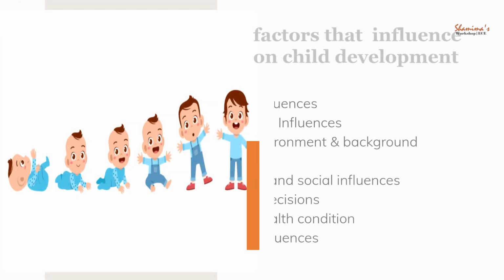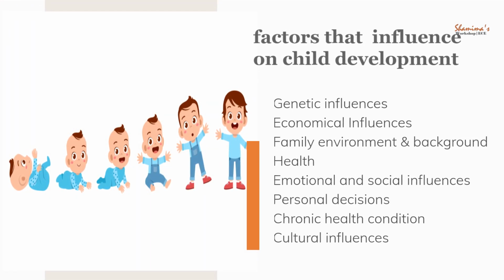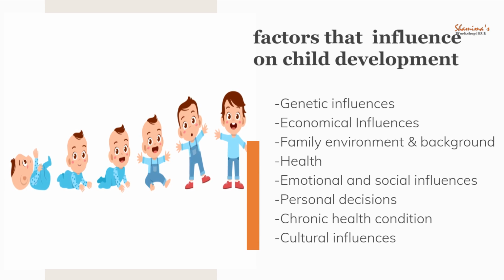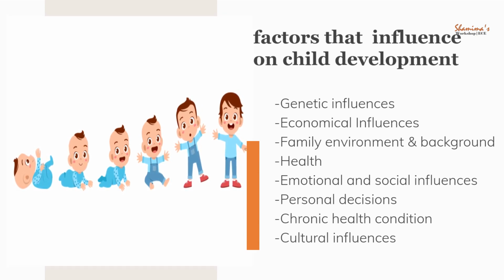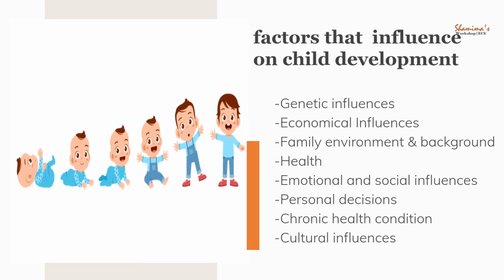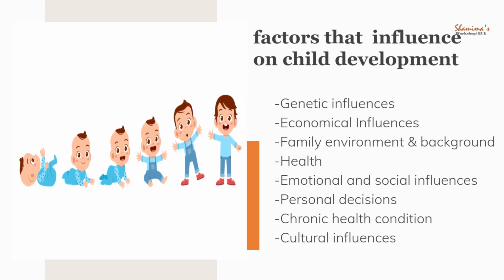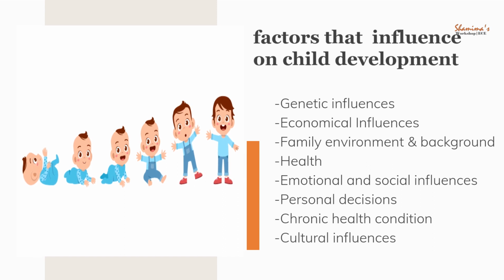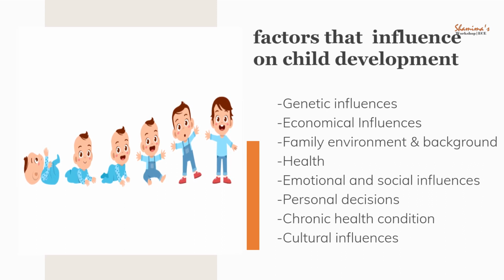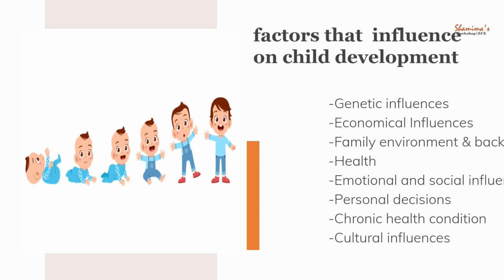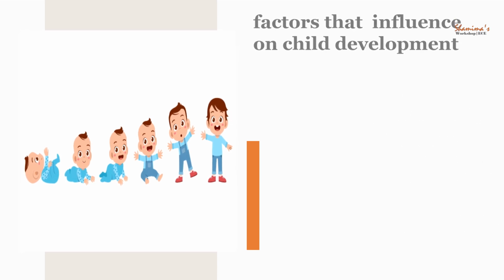It can be challenging to predict the effects of any one factor on the overall development of children because there are so many variables that can affect their healthy growth and development. Let's see some of the factors that influence child development: genetic influences, economic influences, family environment and background, health, emotional and social influences, personal decisions, chronic health conditions, cultural influences.